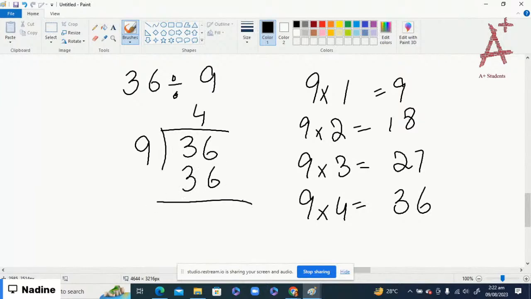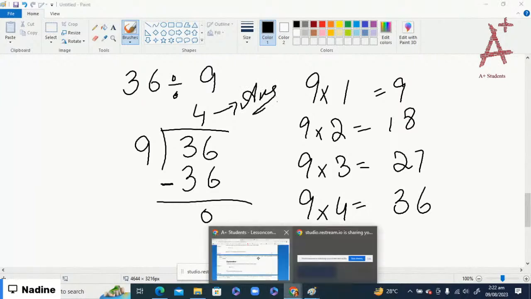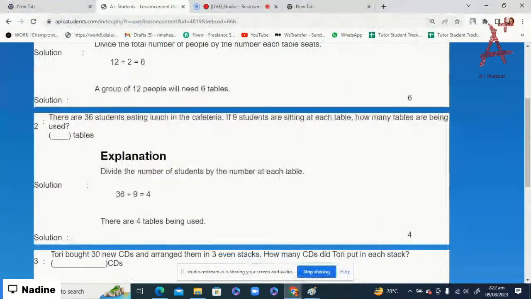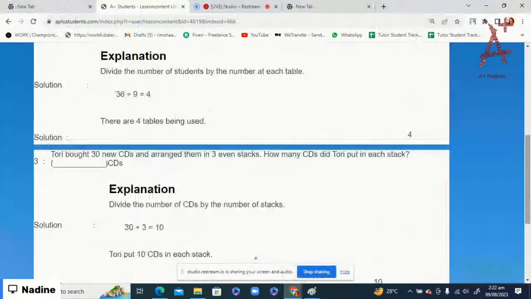Now what's the next step? We just simply subtract all of it, then you got the answer 0, and here is your answer. So for 36 students and 9 students sitting at each table, how many tables? There are 4 tables being used. Okay, 4 tables are being used here. Okay, let's do this one.